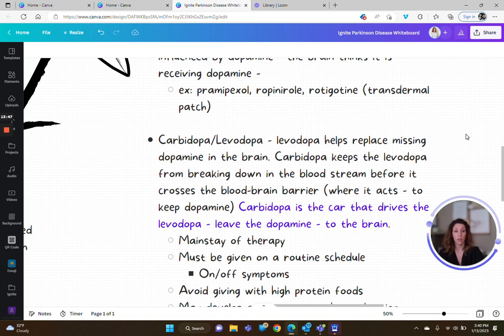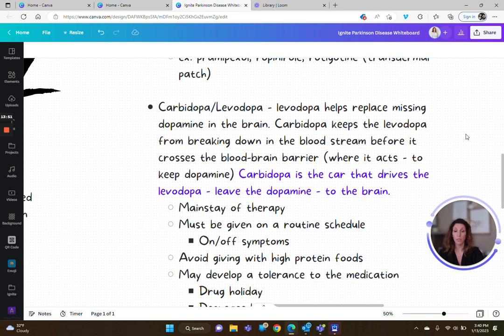And then here's the one that's really widely used, and it is carbidopa-levodopa. Levodopa helps replace missing dopamine in the brain. Some people say that levodopa leaves the dopamine in, keeps dopamine in the brain. And carbidopa keeps the levodopa from breaking down in the bloodstream before it crosses the blood-brain barrier.